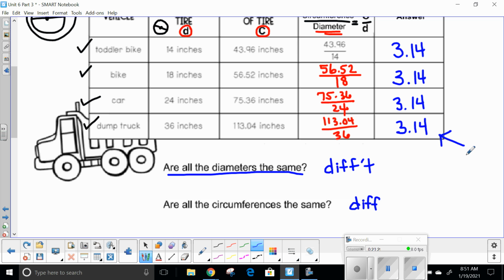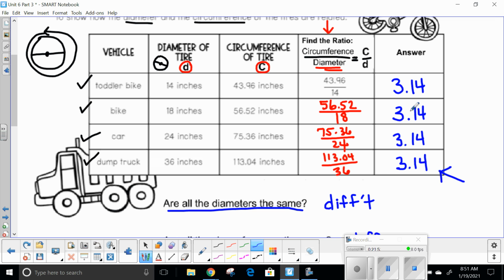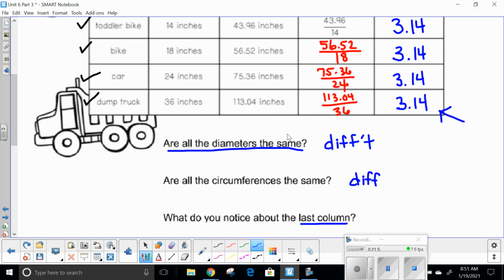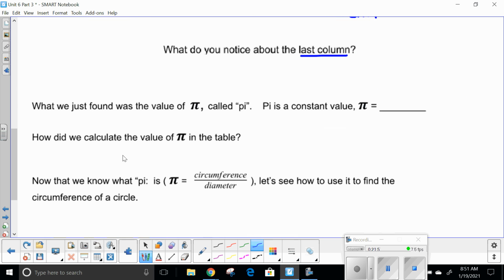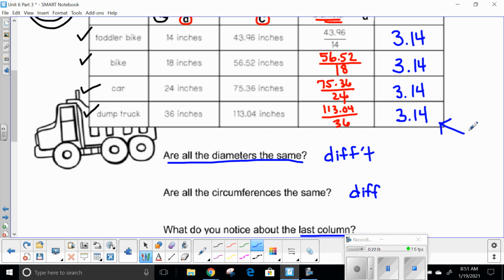Pi is what is called, you know how you study rational numbers? Well, pi is what's called an irrational number. And you'll learn about that next year later. Okay? So you need to make sure you understand what pi is. Pi is that ratio, and it always equals 3.14. Okay? Does that make sense to everybody? Okay. All right. So what we just found was the value of pi.